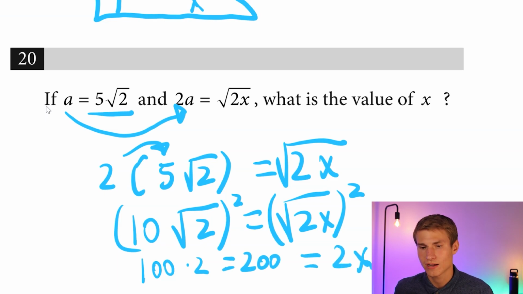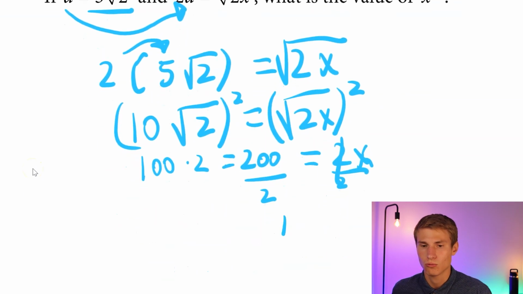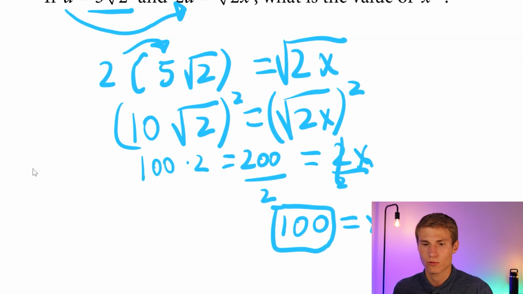Since the square root of 2x squared is going to give me 2x, from there, I can divide each side by 2 to solve for x. When I do that, I'm going to end up getting 200 over 2, which I know is going to equal 100, so 100 equals x. So my answer there will be 100 for question 20.